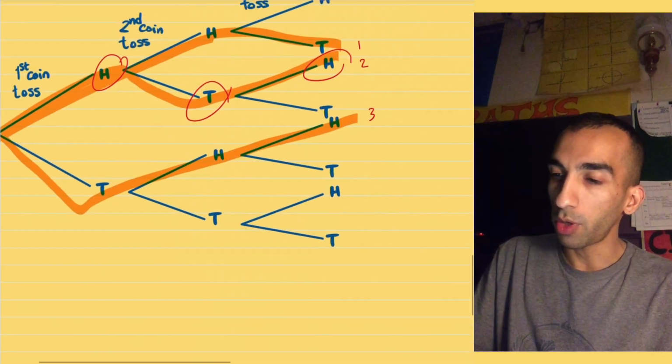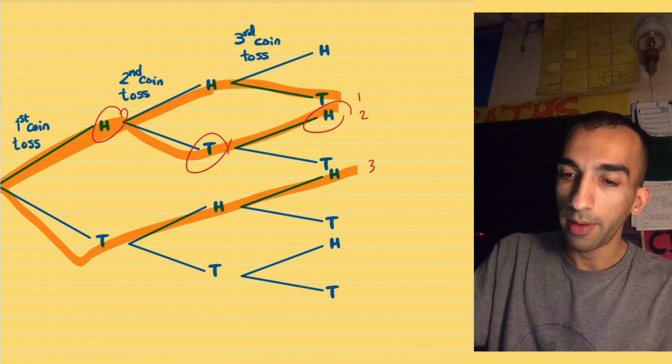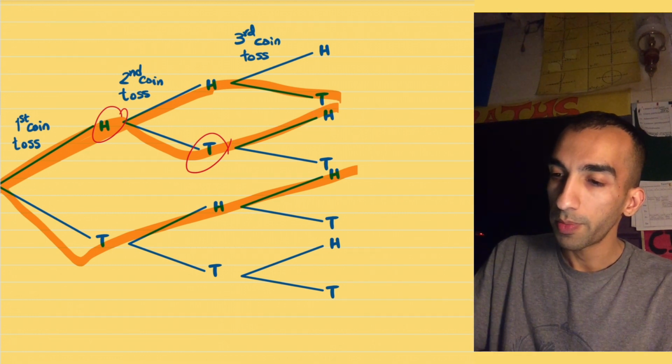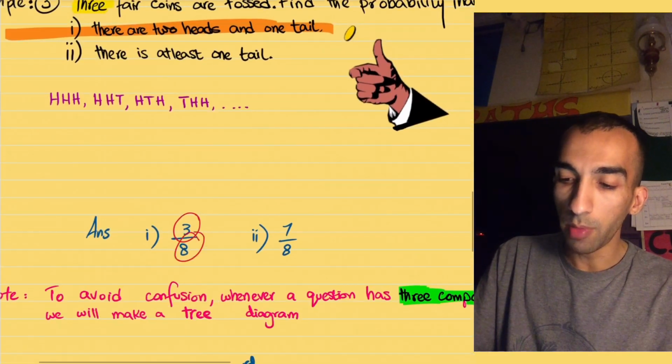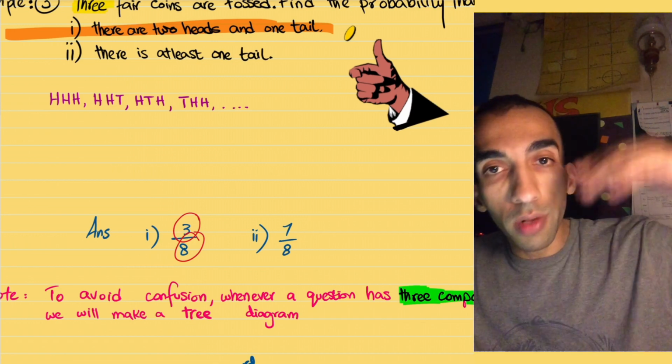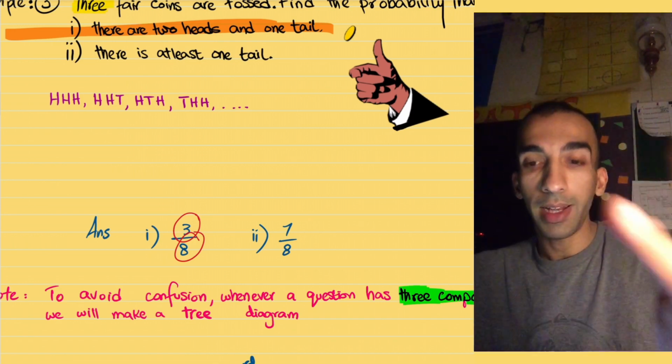Now how many total options do we have? Let me erase this number. We have 1, 2, 3, 4, 5, 6, 7 and 8. That is why we have 8 in the denominator. See now, when we're solving it with the help of a diagram, it becomes really, really easy.